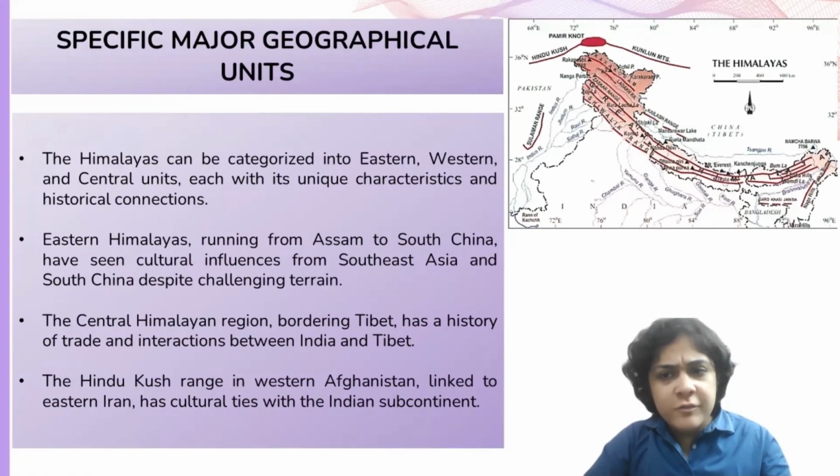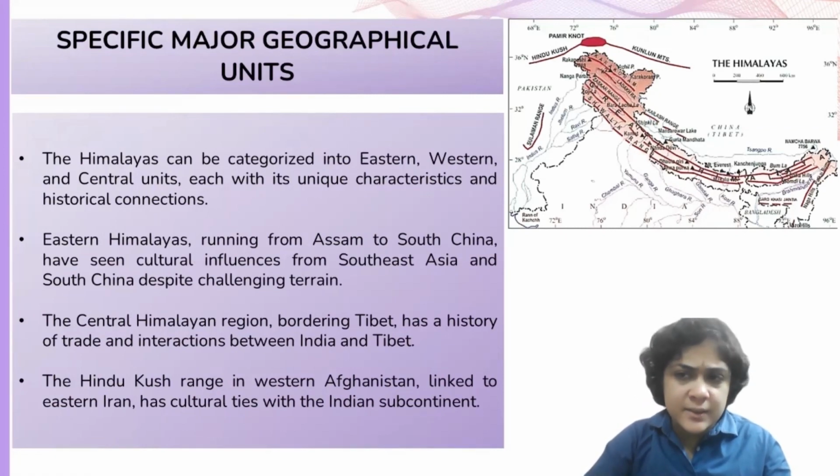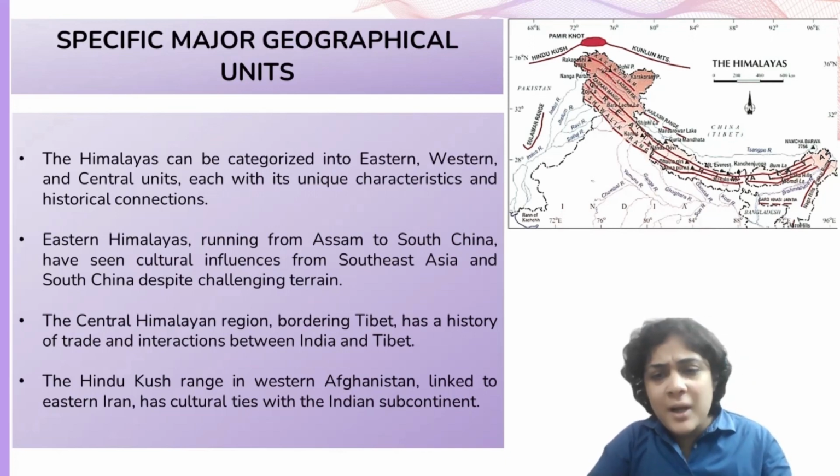Up to this point, we've discussed the general characteristics of broad geographical divisions. Now let's delve into the specific major geographical regions, some of which align with the linguistic divisions. The Himalayas and the Western Frontier. The Himalayas can be categorized into three main units.